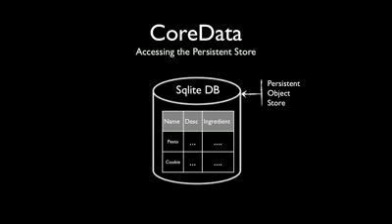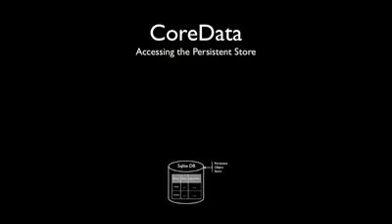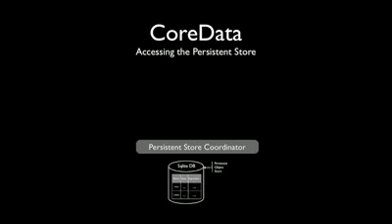So now we know some of the basic terminology. Let's go ahead and find out how the Core Data framework allows you to access the persistent store, or in this case, the external SQLite database. Firstly, we have something called the persistent store coordinator, which mediates between the objects in your application and the external data stores, in this instance, the SQLite database.